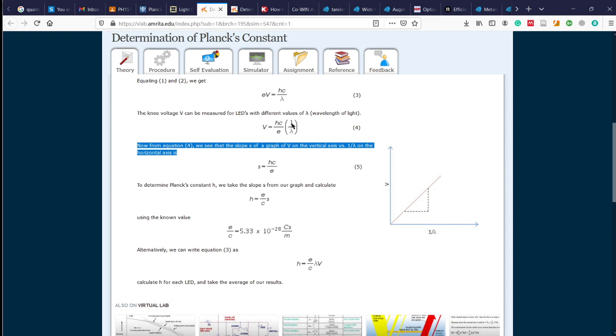Why is it so? Let's look at this graph. This V is along the y-axis and this 1 by lambda is along the x-axis. When we plot the graph, we plot the points first and then join them with a line, so we get a straight line like this. In this straight line, if we join this point with this point, and this point with this point, we will get a difference of V values, two V values.